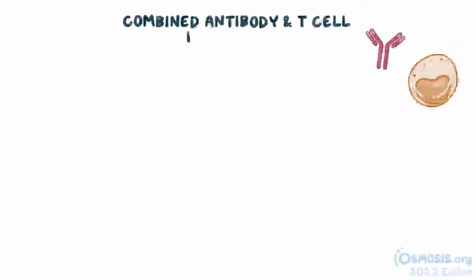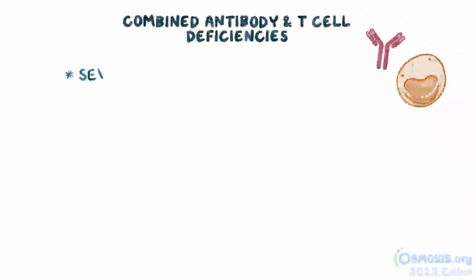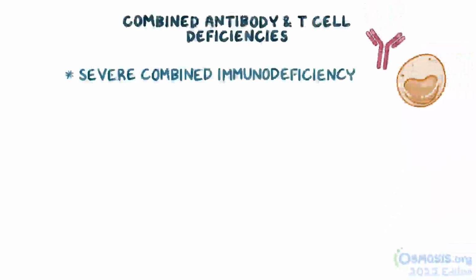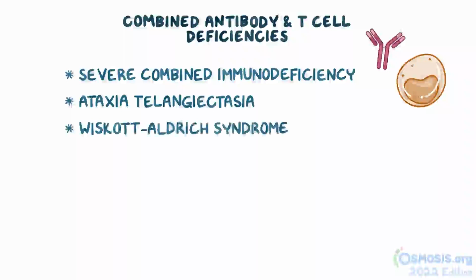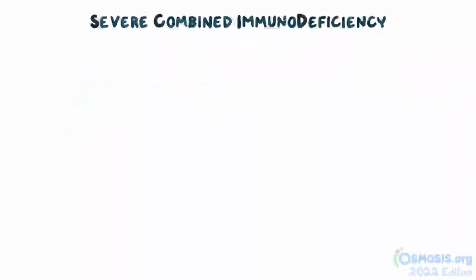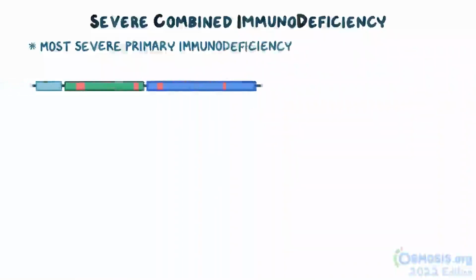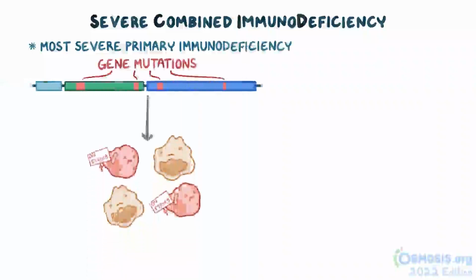Now, it's also possible to have combined antibody and T cell deficiencies, and that's seen in severe combined immunodeficiency, ataxia telangiectasia, and Wiskott-Aldrich syndrome. Severe combined immunodeficiency, or SCID for short, is the most severe form of primary immunodeficiencies, caused by a variety of gene mutations affecting the development of functional B and T cells. In fact, the immune system is so dysfunctional that it is considered almost completely absent.